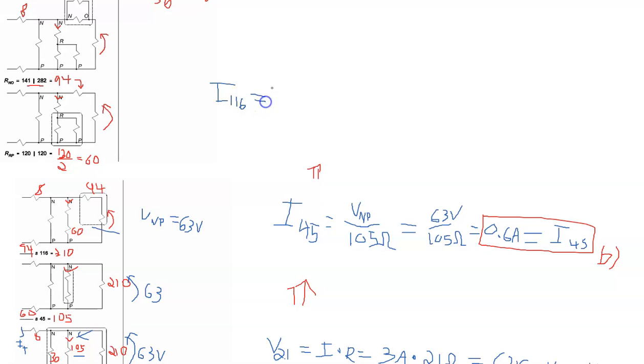is equal to VNP divided by the resistance in that branch. And the resistance in that branch was that 210, right? Because we still got the 63 volts across the 210, and that's going to give us this current, which flows through the 44 and the 116. I'm sorry, the 94 and the 116. So that is over here 210 ohms.